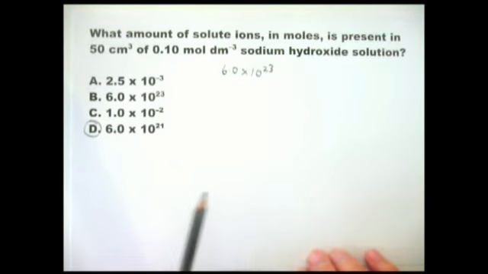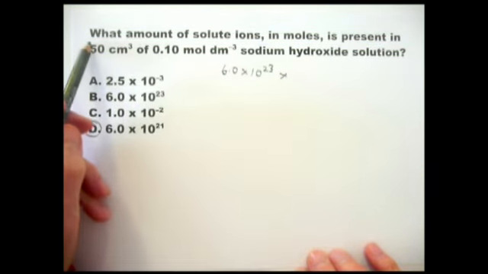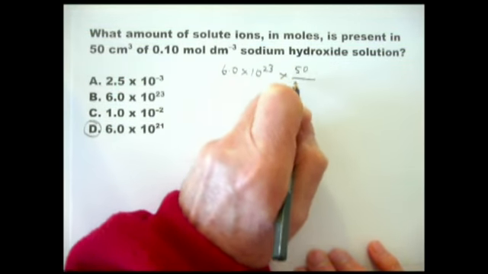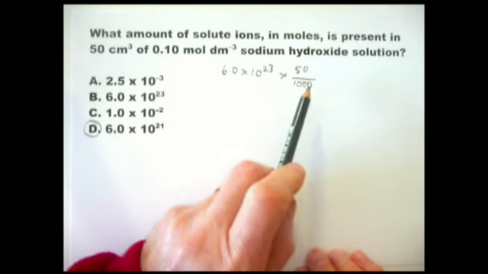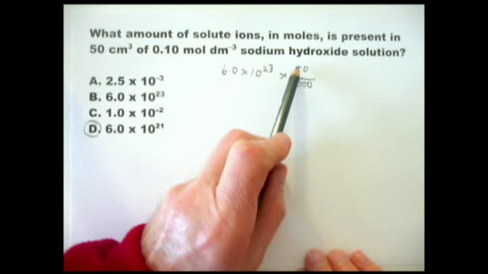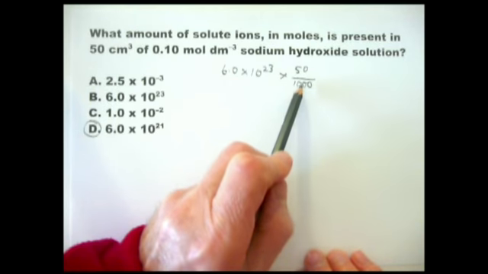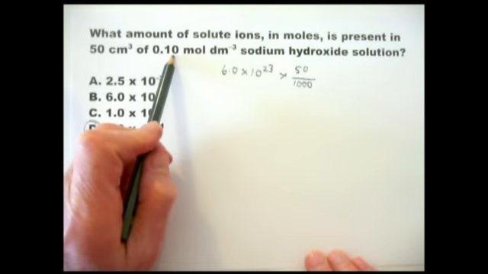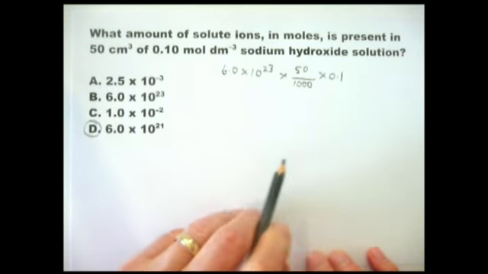6.0 times 10 to the 23, we start with that. We then go to this volume here, that's 50, and we divide that by 1,000 because whenever we're dealing with these kind of things, we need the fraction of the decimeter cubed that we're talking about. This is 50 centimeters cubed, and that's 1,000, and that is the fraction of the decimeter that we're dealing with. And this is also a fraction of a decimeter, so you put the 0.1 in as well.